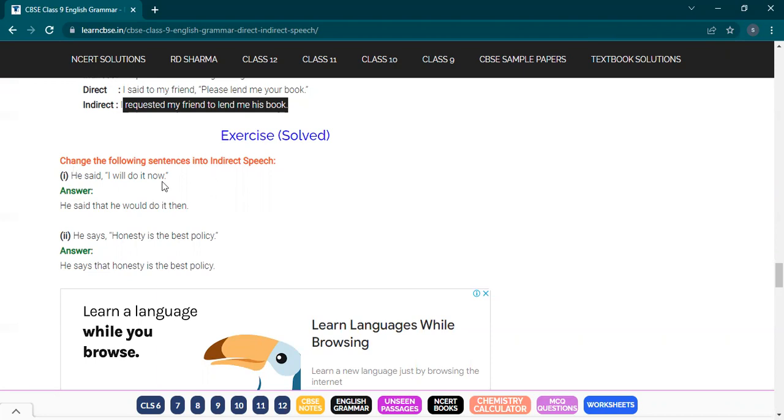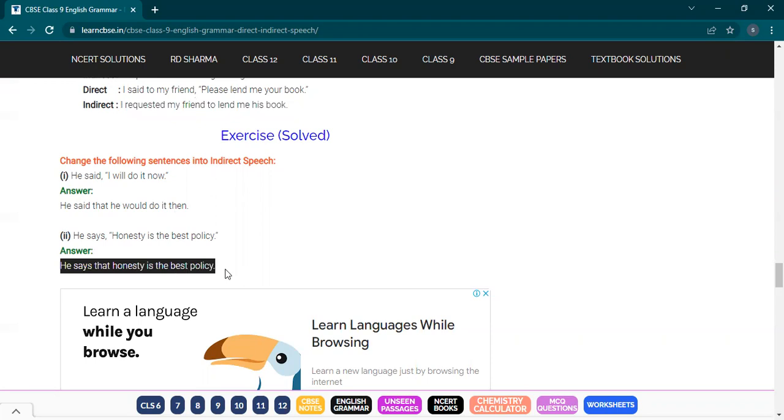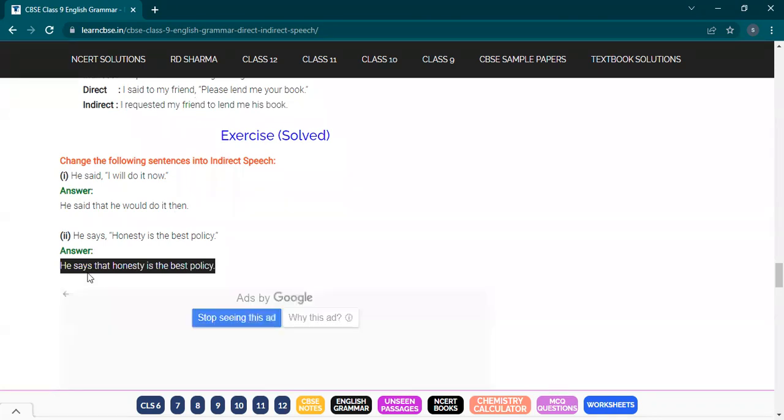He said, I will do it now. He said that he would do it then. Fine, will changes to would, I changes to he here, now changes to then. He says honesty is the best policy. He says that honesty is the best policy. Who will tell me why there is no change in this? Why is there no change in the tense in this sentence?